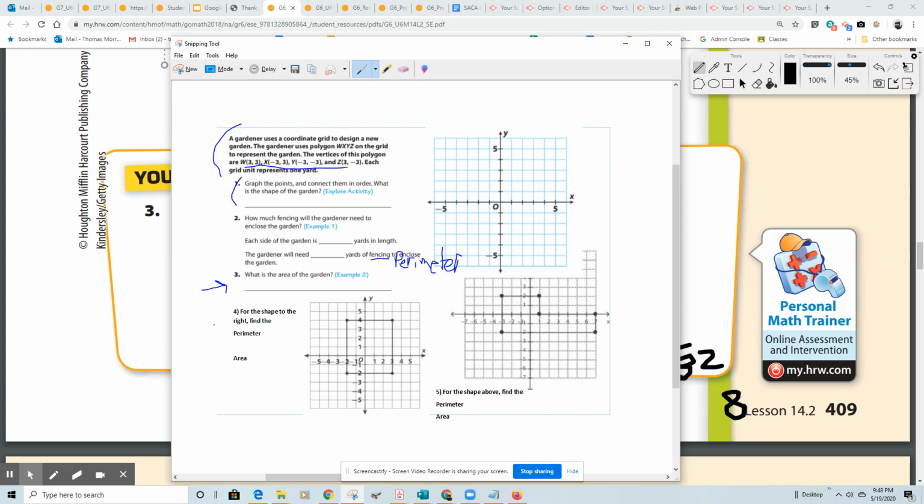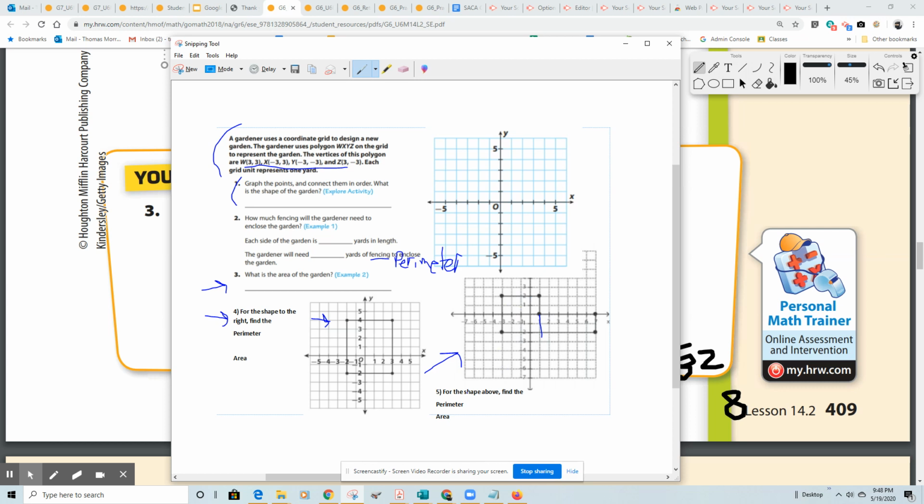All right, so for the next two, find the shape to the right, find the perimeter, and then find the area. All right, so label the sides. All right, the distance is there. And then lastly, for the shape above, find the perimeter. All right, so there's a couple different ways you could do that. You could cut it this way if you wanted to, or just going to erase that for a second. I'm going to go the opposite way, go straight down. All right, so however you look at it, you're going to have two rectangles.